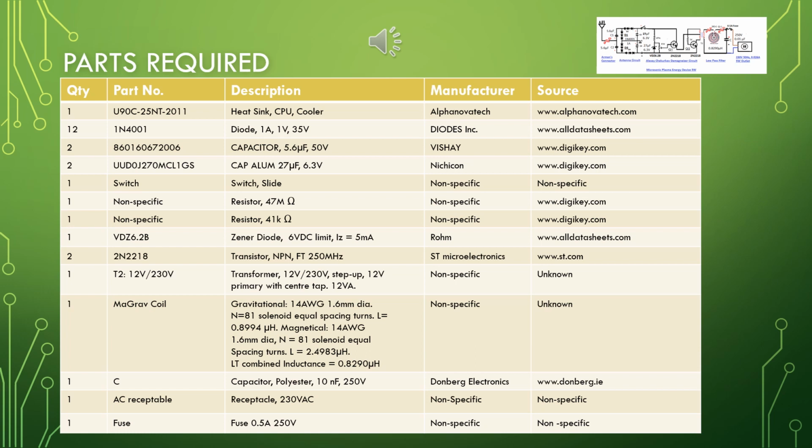1 switch slide non-specific. 1 non-specific resistor 47 megohm non-specific. Source dgkey.com. 1 non-specific resistor 41k ohm non-specific. dgkey.com. 1 Zener diode 6.2B, 6 volt DC limit, IZ equal to IC equal to 5 milliampere. Manufacturer Rohm. Source alldatasheet.com.